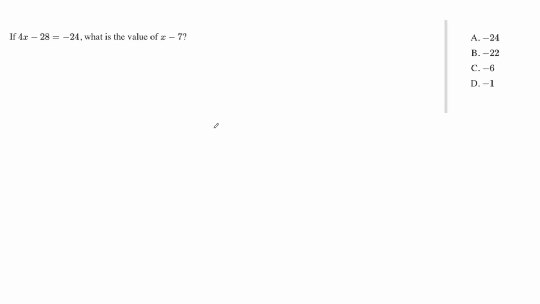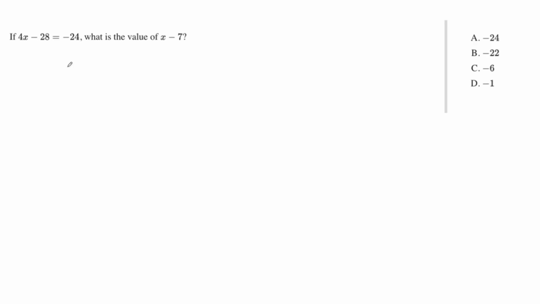If 4x minus 28 equals -24, what is the value of x minus 7? There's multiple ways you can go about this. You could plug this into Desmos and figure out what x is. You probably could do this pretty quickly by hand, just by adding 28 to both sides, seeing that 4x equals 4, and then x equals 1.